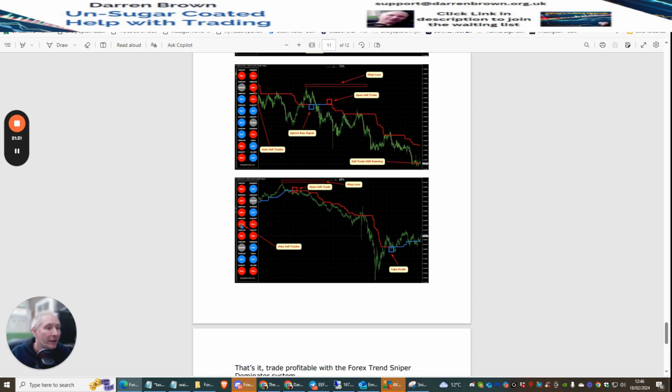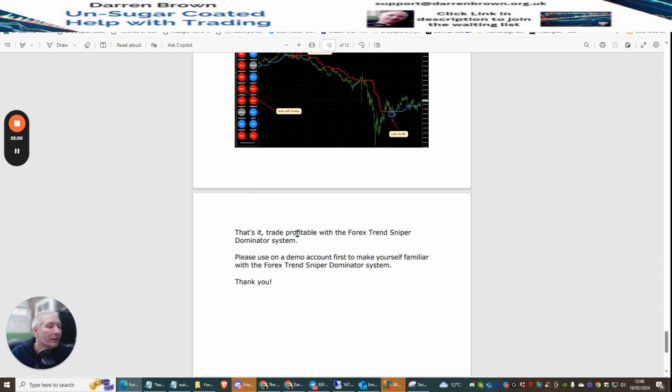Okay, sell trade still running when it falls all the way down to the bottom, and then the same thing applies here. This is for NZD USD. I'm not quite sure what that one is. Only sell trades. Okay, so you can see that this one here has gone up, it's gone to red, which means it's bearish. You open your sell trade, you create a stop loss at the highest high on your chart, and then you start to come down. As you come down, you would hit this point here where it's gone blue. This is where you would take your profit. Okay, so that's it. The trade's profitable with the Forex Trend Sniper Dominator system.